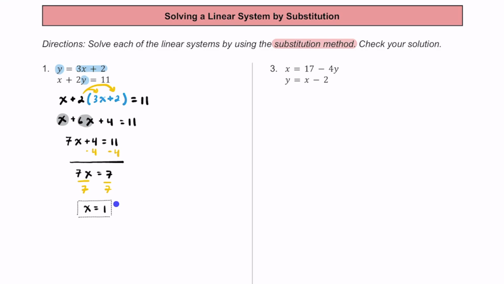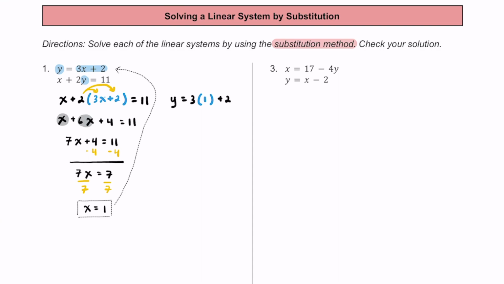We can take that 1 and either substitute it in the first equation, or substitute it into the second equation to solve for y. Since the top equation already has y isolated, I'm going to use that one. So let's substitute that into this first equation and plug that in for x. We're going to have y is equal to 3 multiplied by x, so let's substitute that in as 1, and then plus 2.